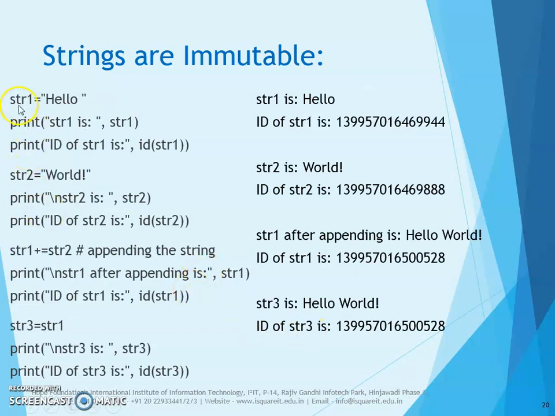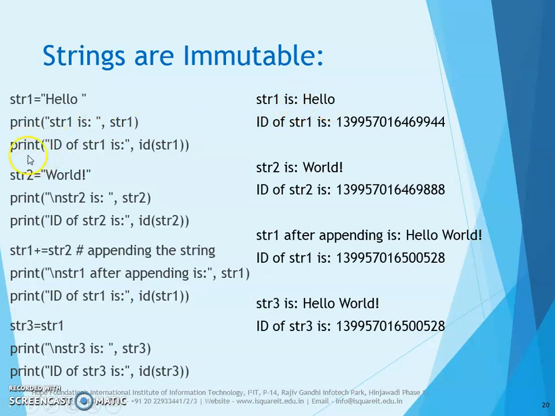This is the code, and the output of this code is written over here. The first line is str1 equals hello. The variable name is str1 and we are assigning a string, that is hello, to this str1. Next is a print function, and here we are trying to print the value of str1. Here it will be printed as str1 is, colon, hello. So this is the result of this first statement.